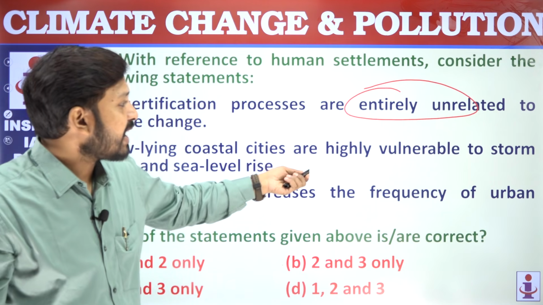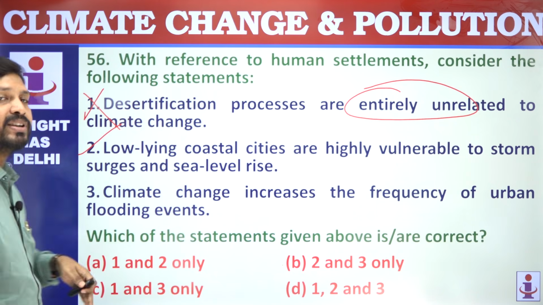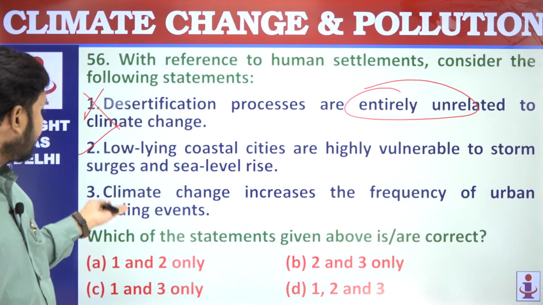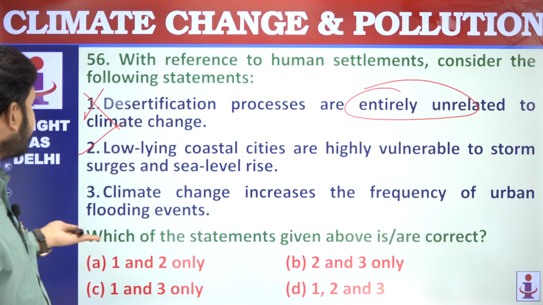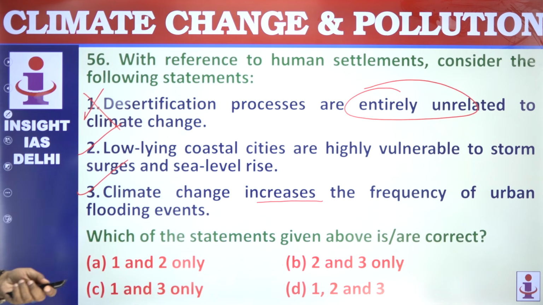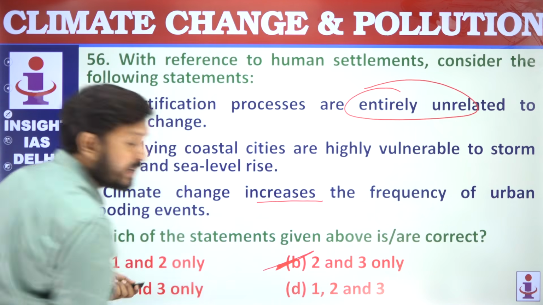Low-lying coastal cities are highly vulnerable to storm surges and sea level rise, obviously. When sea level is increasing, coastal regions will try to submerge, right? Third one, climate change increases the frequency of urban flooding. Yes, this is the true statement. So 2 and 3 are correct and first one is wrong and they're asking the correct one. So 2 and 3 are there in B option, that is the right answer for us.